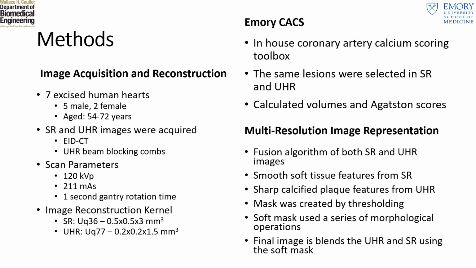Emory CACS was also used, and it is an in-house coronary artery calcium scoring toolbox. The same lesions were selected in the SR images and the UHR images, and it calculated the volumes and Agatston scores. The multi-resolution image representation is a fusion algorithm of both SR and UHR images. Smooth soft tissue features from the SR were included, and sharp calcified plaque features from the UHR were included. A mask was created by thresholding, and a soft mask used a series of morphological operations to create a final image that blends the UHR and SR images.